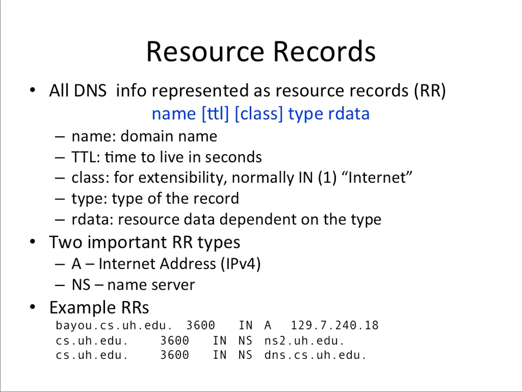Another type of record is called NS. What the second line suggests is if you're interested in finding out the mapping for any host within cs.uh.edu, the name server is ns2.us.edu. That's the server you go to and ask. So if I want to find out what's the IP address for bio.cs.us.edu, that's the server I need to go to.